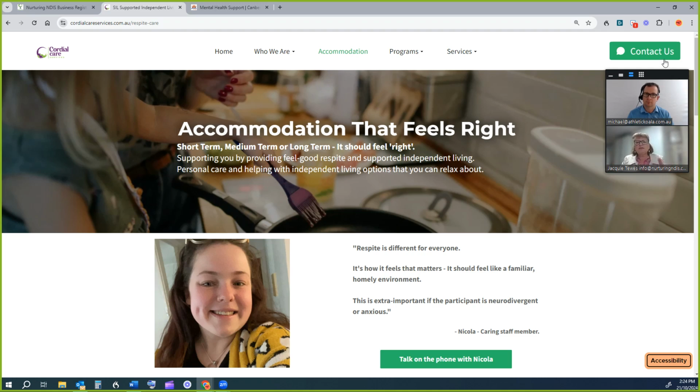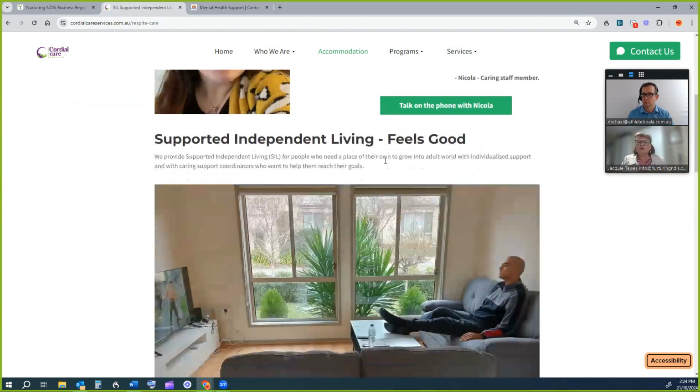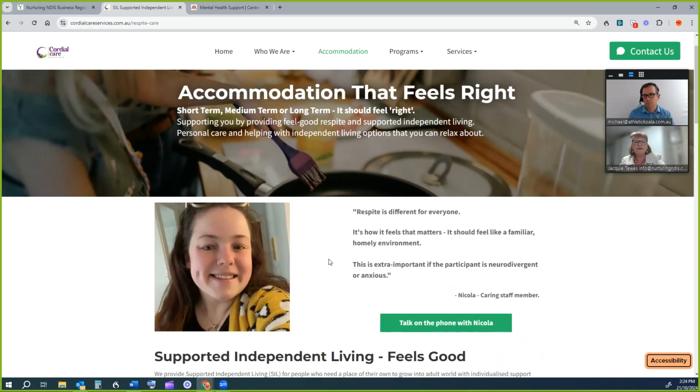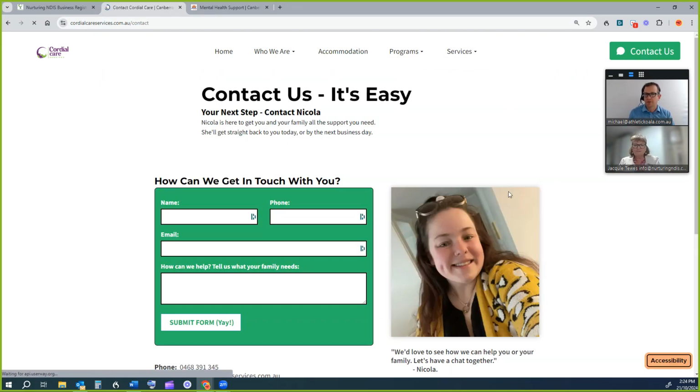I think the other thing is the photos in here look authentic. So this, is it Nicola? This is young Nicola. Yeah, we tried to put her on a few different spots because really we wanted, like you said, that whoever phones them up at the end of the day to feel like they know who they're going to be talking to.